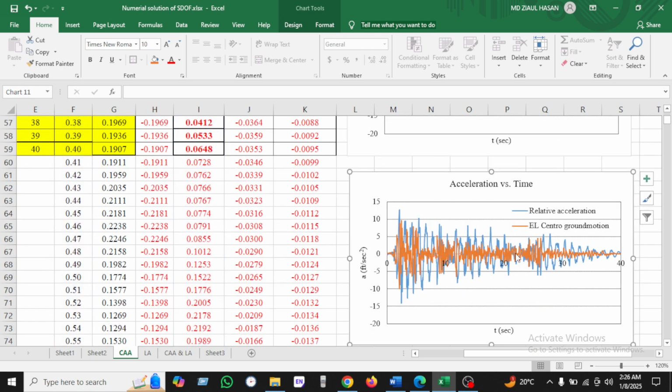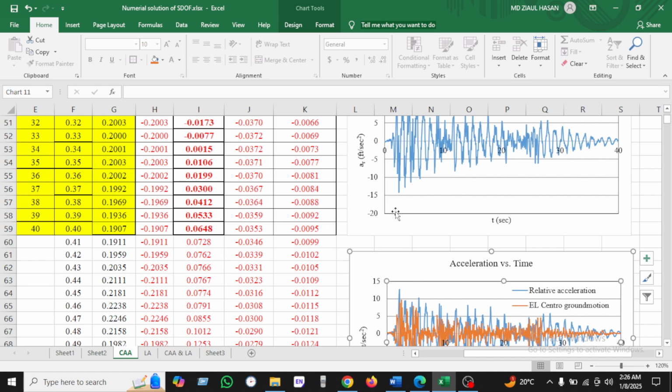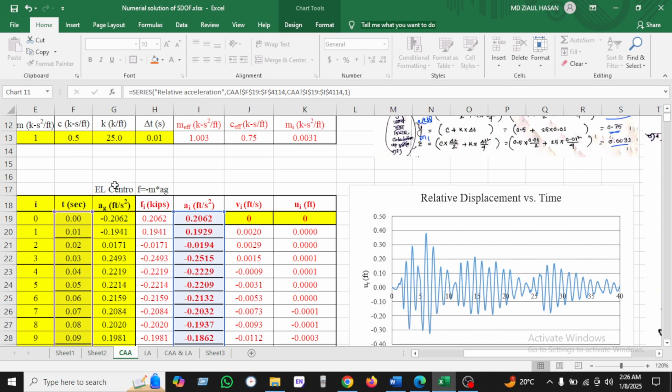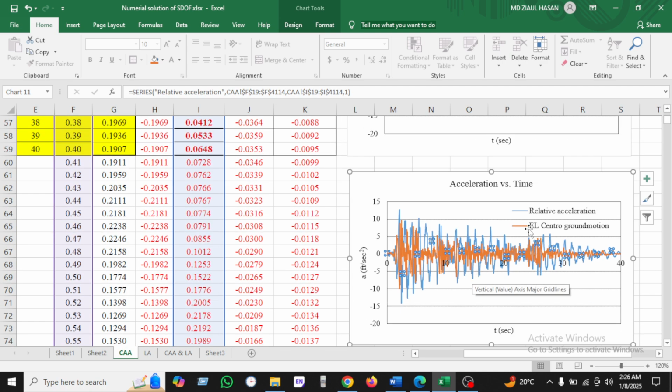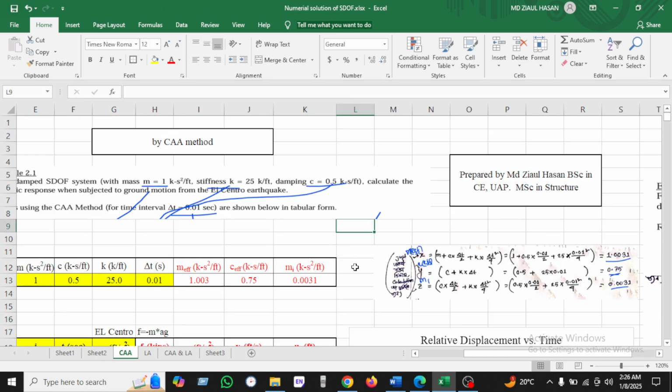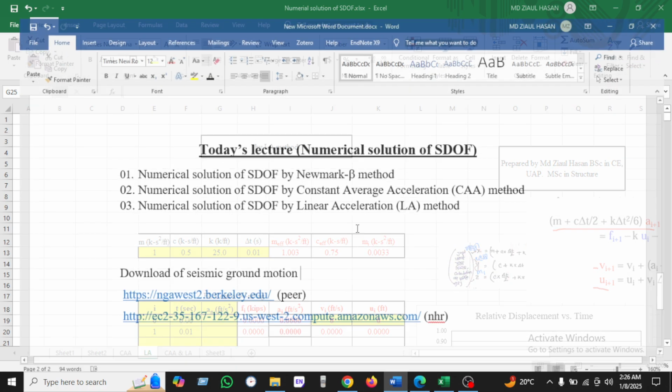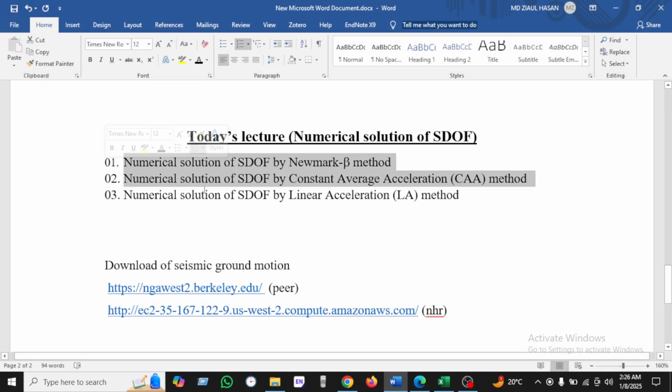I am also comparing the acceleration. Here I have seen the actual acceleration is less, and the relative acceleration is much higher. So this is the CAA method. In this way we will solve other problems in depth, and now we will see how to calculate the linear acceleration method.